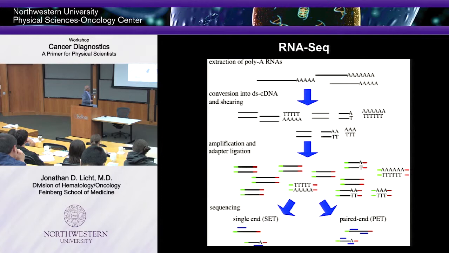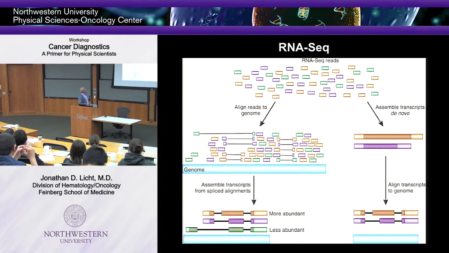These machines just keep on getting better and better. Now you can get paired-end sequencing, and you can get 20 million reads for a couple hundred dollars. So it's really coming down to commodity prices. Basically, you take these RNA-seq reads, and by computer, you align them to the genome, and you can find transcripts and tell if they're more or less abundant.